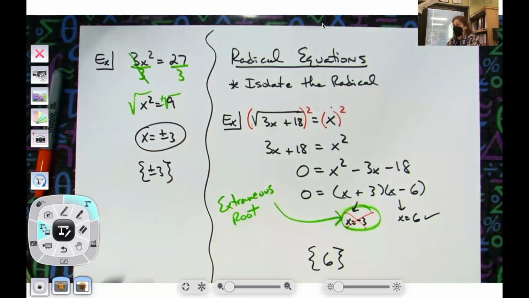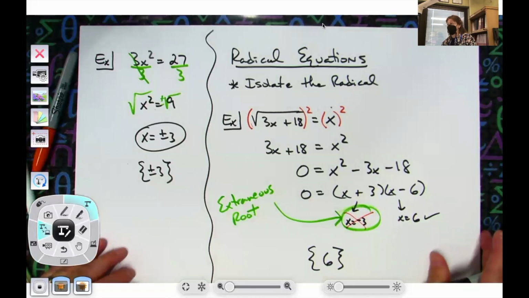Okay, well, new vocab then. It's an extraneous root because you plugged it back in and it didn't work. Okay, x equals -3 on this particular type of equation is an extraneous root. All right, you should have solved radical equations last year. Okay, ready for the last type?